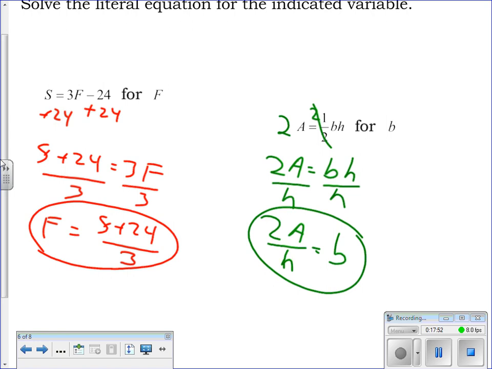Yes, ma'am. Because what is bh? bh is b times h. Okay, so if I want to get rid of it, what's the opposite of multiplication? Division. Yeah, because it says solve for b, so you want to get b by itself. Any other questions? It's early. Give her a break. Any other questions?